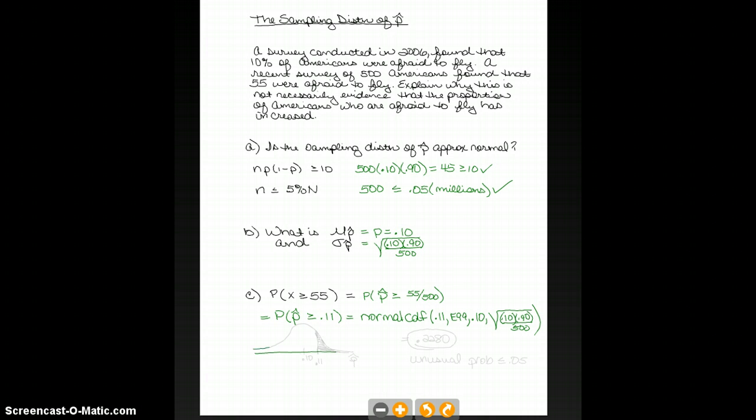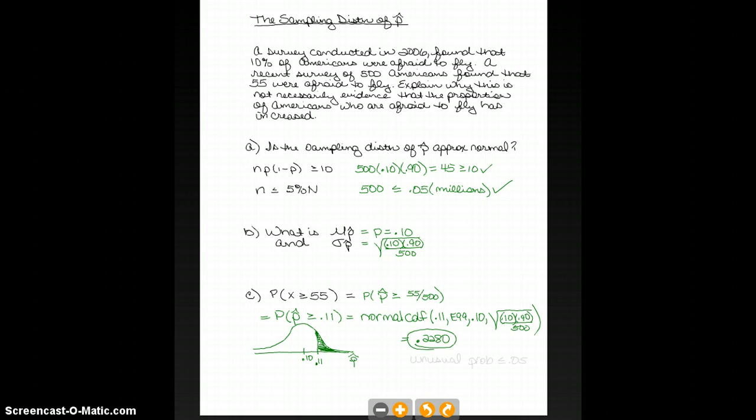Before I do that, I'm going to show the normal curve here. Here's our 0.10 mean. We're looking at our value of 0.11, and what we're finding is this area in the tail. That is the probability of getting a p hat value greater than or equal to 0.11. Okay, so now I'm typing this into the calculator. And again, I'm typing the whole square root in there. And I get a value of 0.2280.